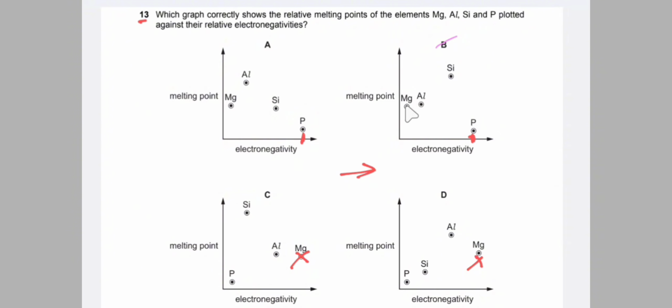Then melting point. For the melting point graph, magnesium, then aluminium, then silicon has the highest melting point, then phosphorus, then sulfur, then chlorine has the lowest. So yes, this statement is correct.